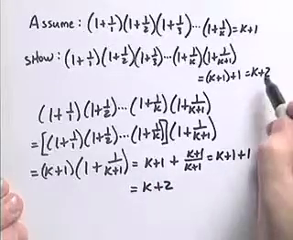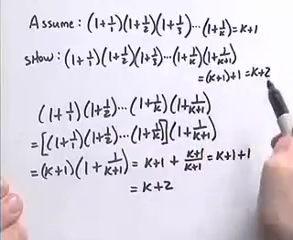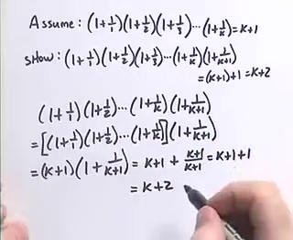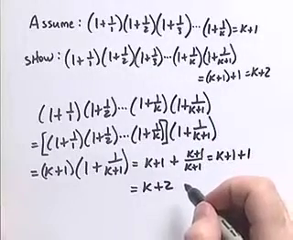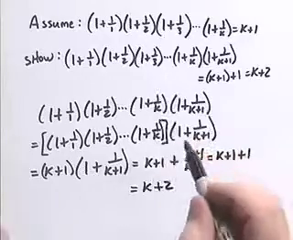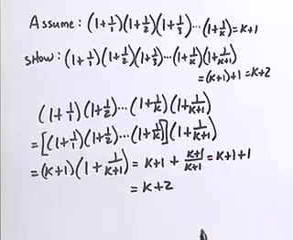And that's what we were trying to show, that this expression was equal to k + 2. Therefore, condition 2 also holds, and so this equation that we were given at the beginning holds for all natural numbers.